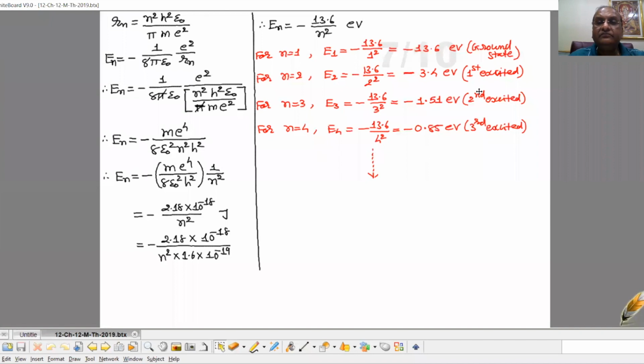Okay. So in this way we can calculate the energies of electron in different orbits or different states. Clear to all of you?